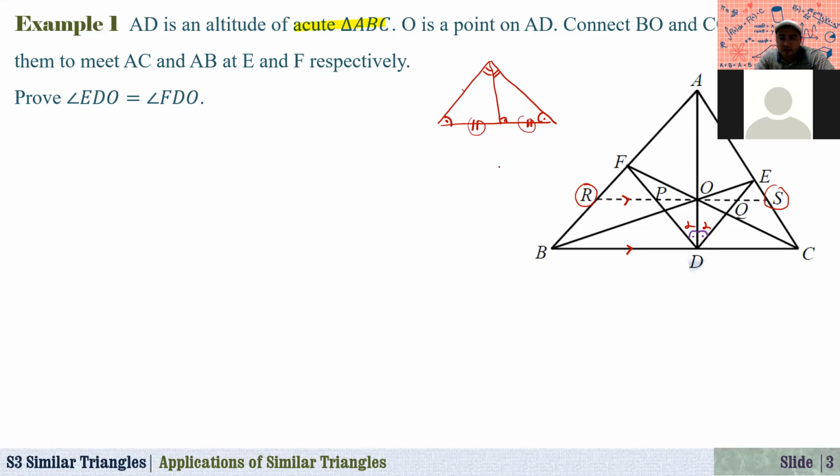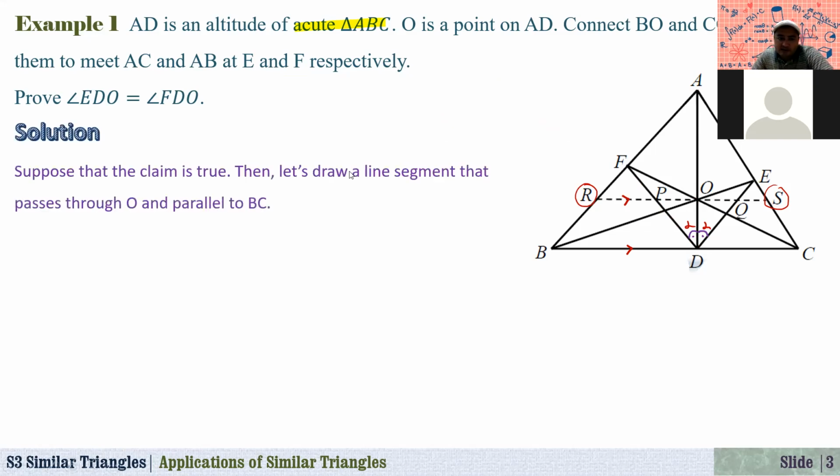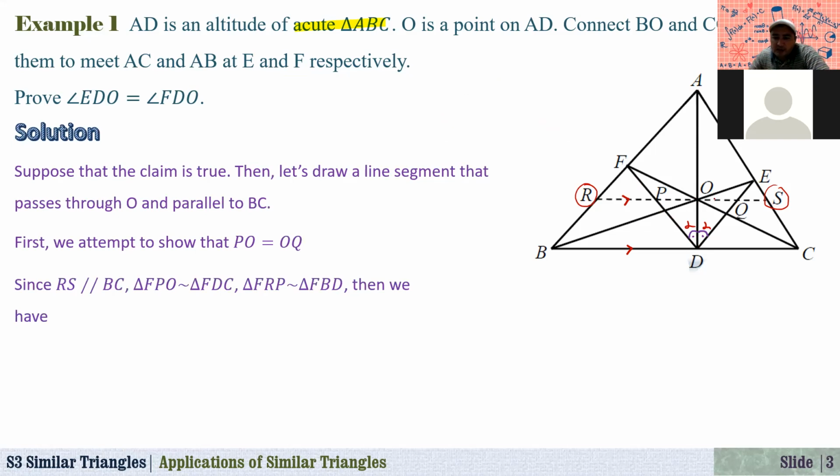That's why, using this idea, first I'm going to prove that PO is equal to OQ. If I can prove that, that implies that angle ADF or ODF will be equal to angle ODE or EDO. That's my approach here. So after drawing this, we just joined this RS. Now we're going to prove that PO is equal to OQ, and since RS is parallel to BC, now we can write some similar triangles.